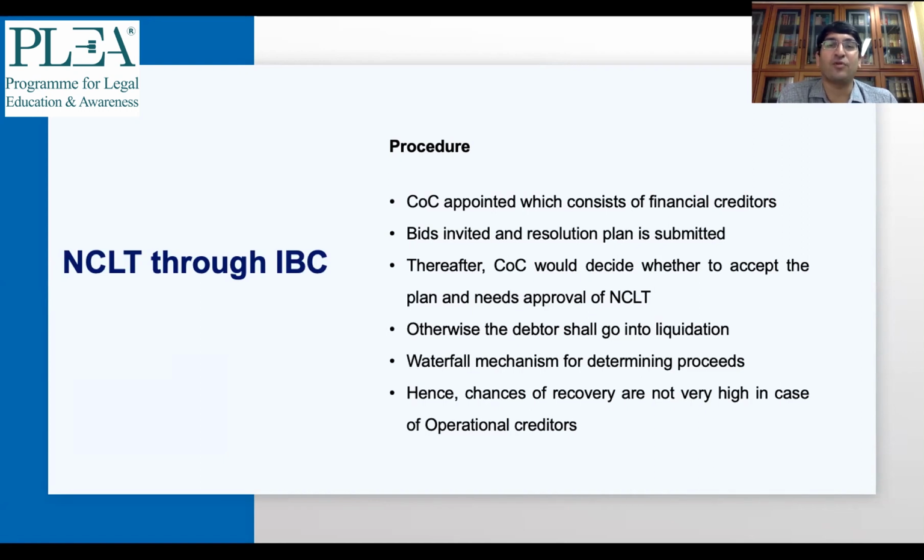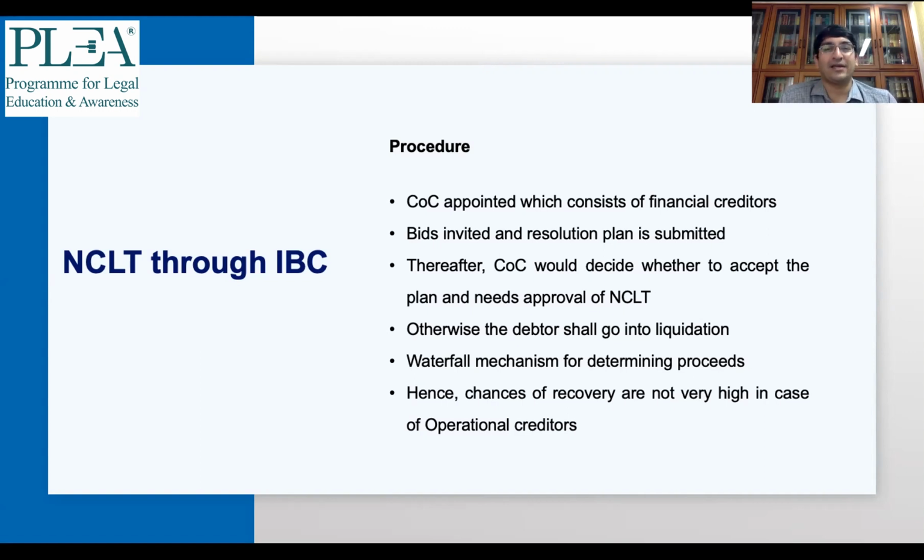So once this committee is set up and all the claims or outstanding dues are collated, then resolution bids are invited from third parties to submit a resolution plan. And once this resolution plan is submitted by a third party, the committee of creditors, which is just the banks and financial institutions, will decide whether this plan is good enough or not. The resolution plan will generally provide that if, suppose, 100 crores are due to the banks, then I will pay maybe 20 crores or 50 crores.